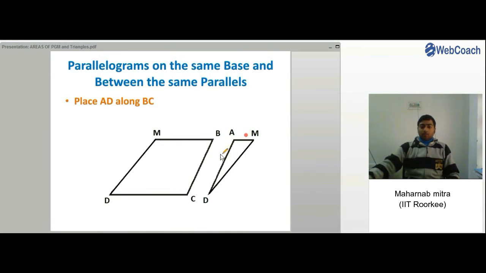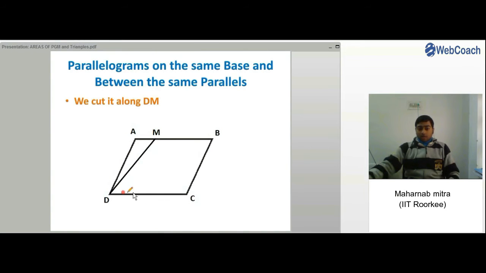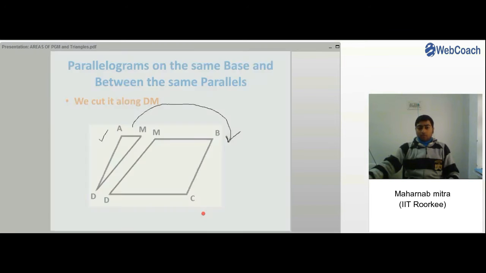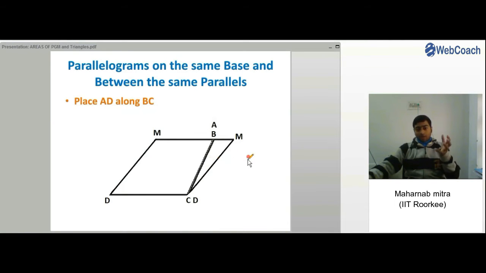We bring this part to this side. Now you can see AD was parallel to BC, and also AM was parallel to CD, from the earlier figures. So we can easily join them. We have joined AD along BC.